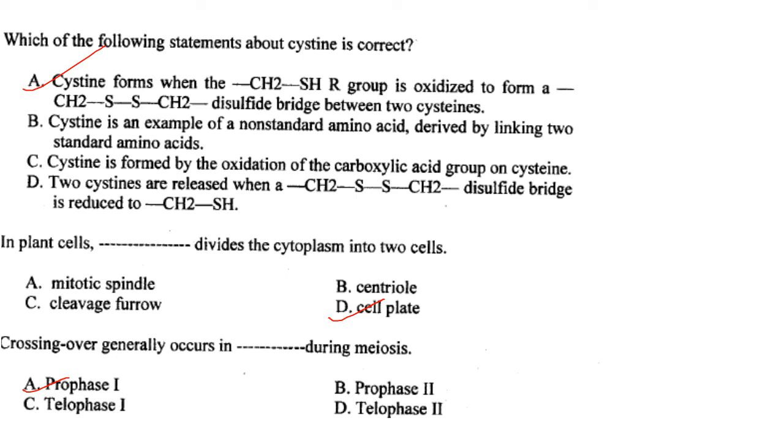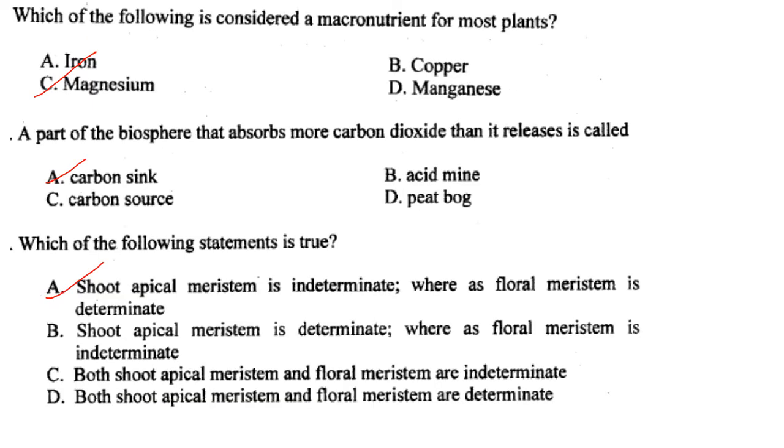Okay. Next one. In plant cells, dash divides the cytoplasm into two cells. So it is the cell plate that divides the cytoplasm into two cells in the case of plant cells. Then crossing over generally occurs in dash during meiosis. So it occurs during prophase 1 of meiosis. Crossing over takes place during prophase 1 of meiosis. Then which of the following is considered a macronutrient for most plants? So it is magnesium that is considered a macronutrient for most plants.